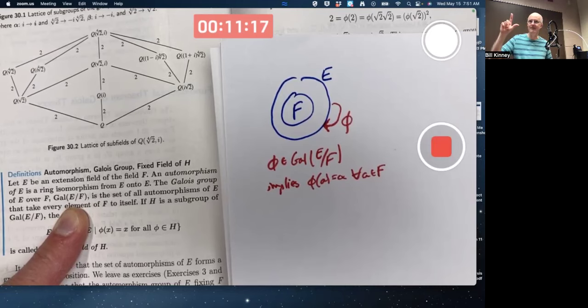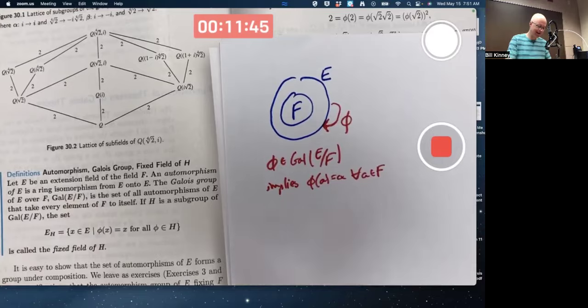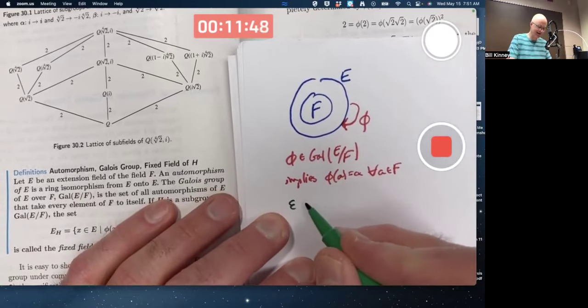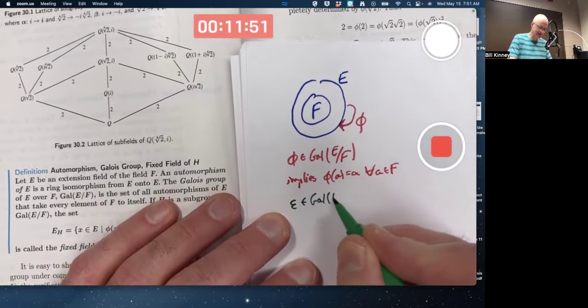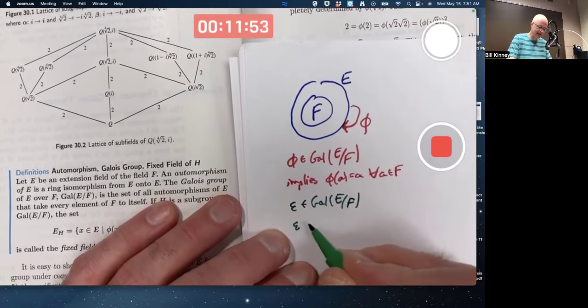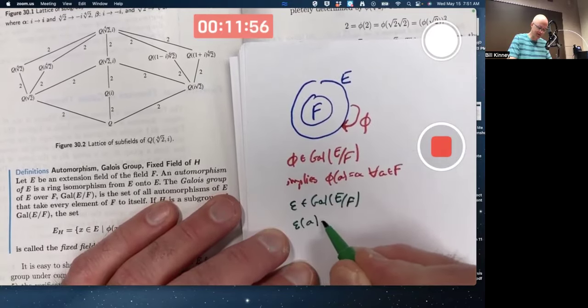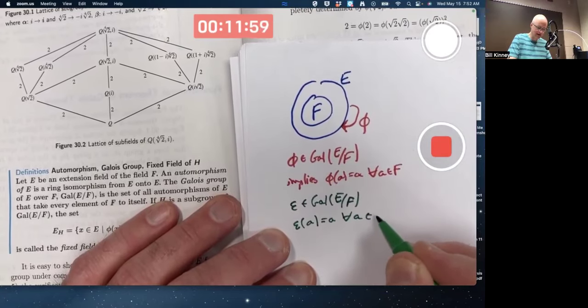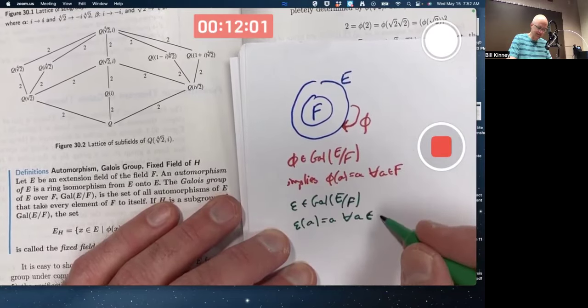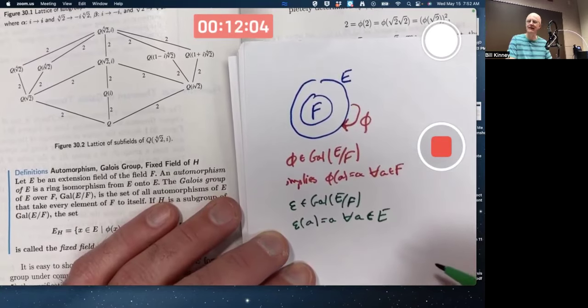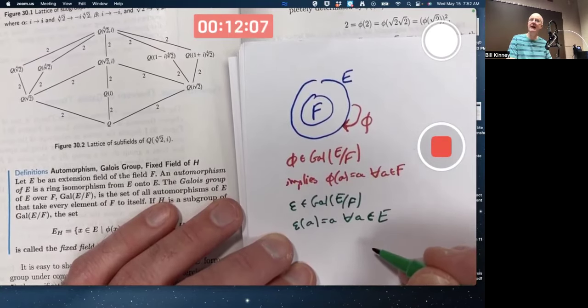That's the second thing. Got to have an identity. What would be the identity? What did we call it back in group theory when it was functions? What was the symbol we used? It's a Greek letter. Epsilon. What is epsilon? It's the function that maps everything in E to itself. Will that fix the base field F? Sure. If it maps everything in E to itself, it's going to map everything in F to itself.